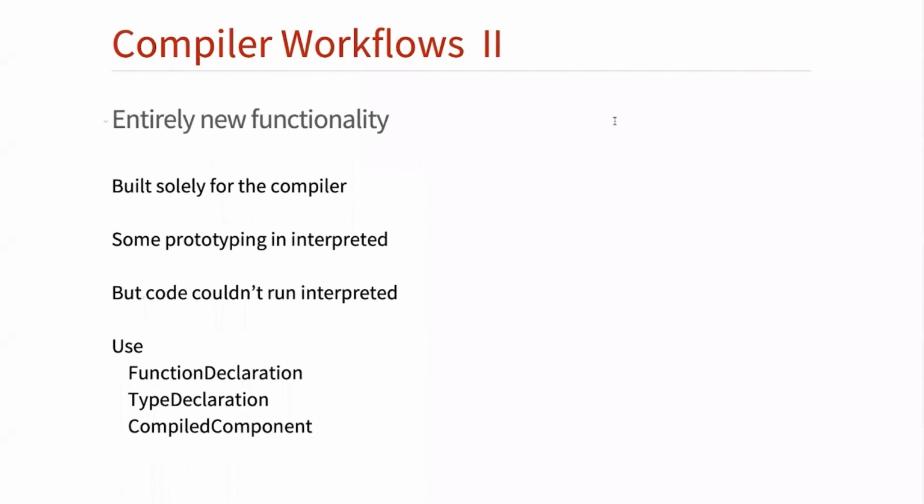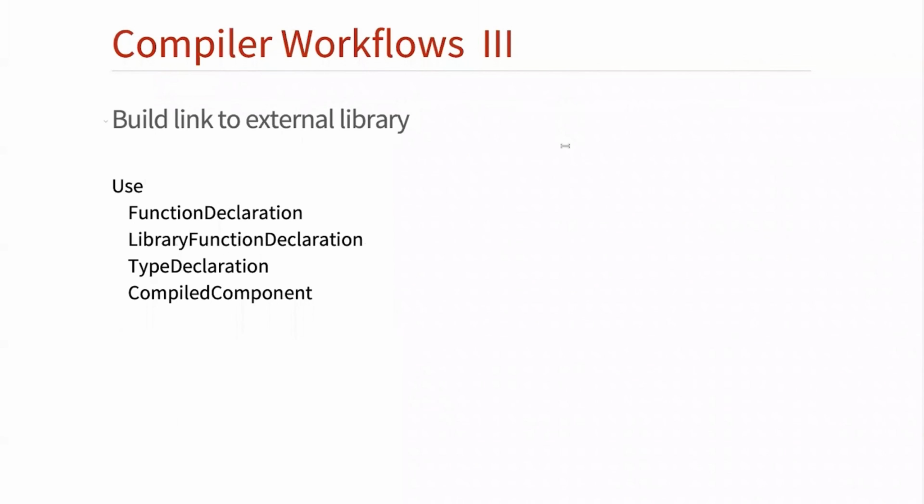Another type of thing is to build entirely new functionality. You could build, say, a web server with this. There'll be some prototyping in interpreted code, but essentially you're building code that could not run in an interpreted way. And you might be using function declaration and type declaration. You might well package and deliver what you've built with the component system.